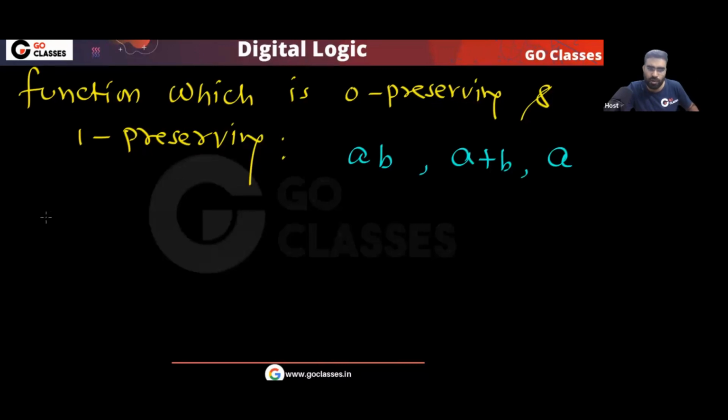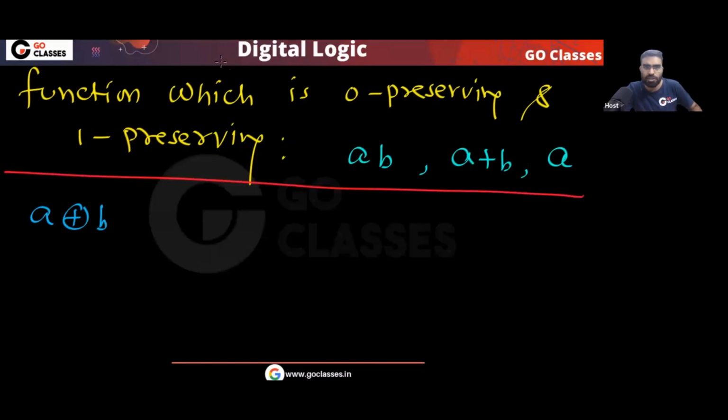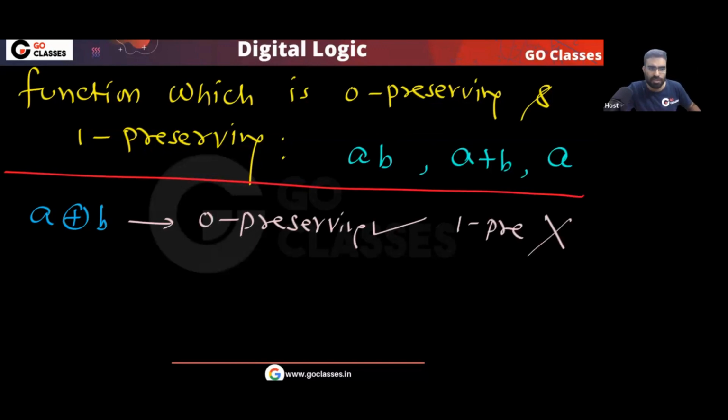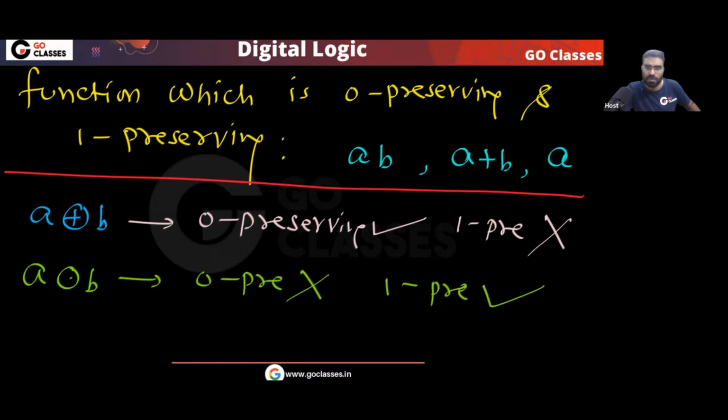And what about this function, XOR? This is zero preserving, but not one preserving. Yes or no? Is this clear? What about this XNOR? This is not zero preserving, but it is actually one preserving. Correct? Is this clear? So very simple.